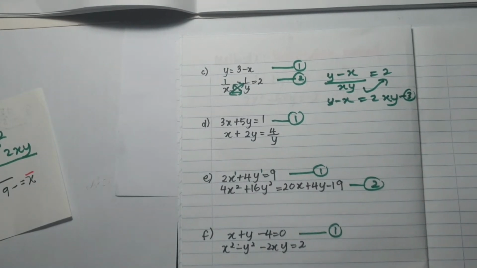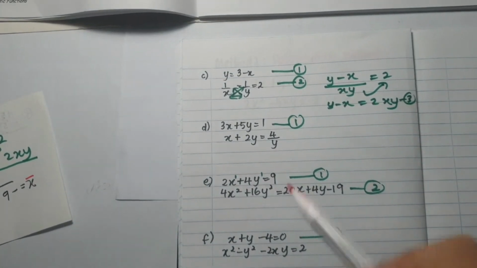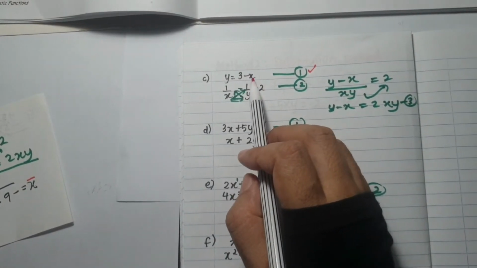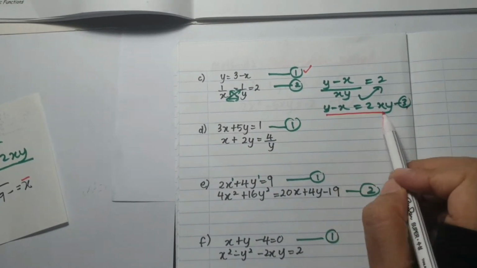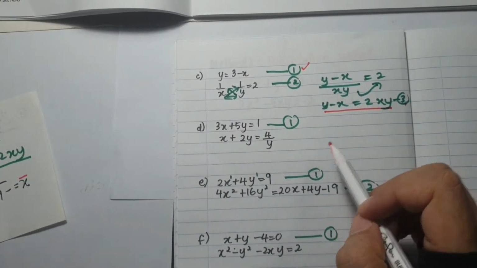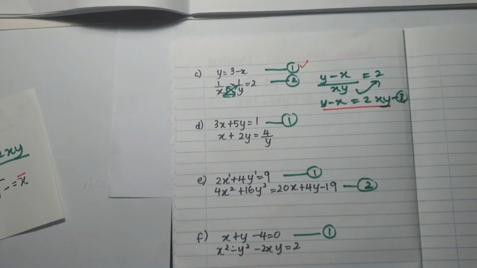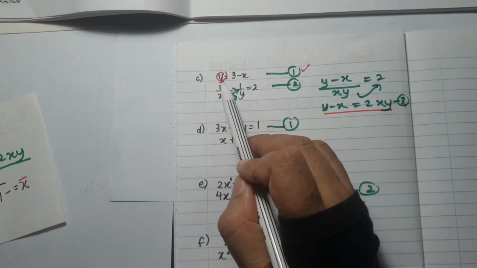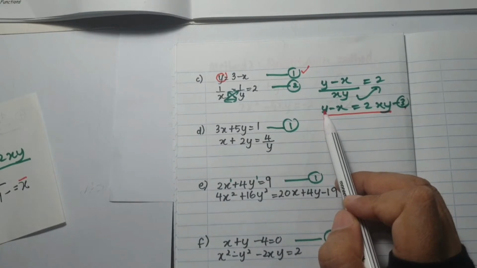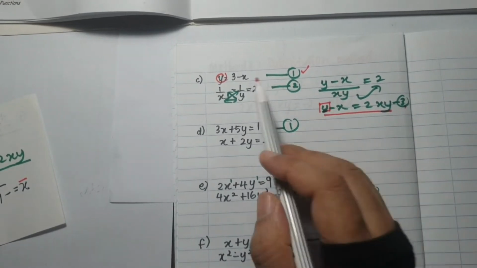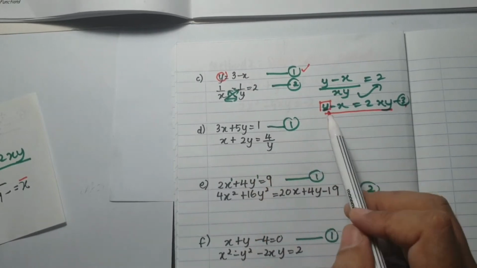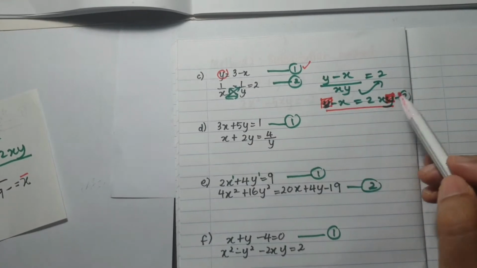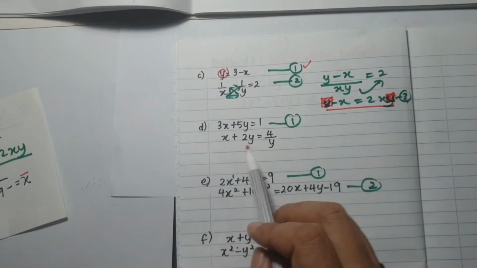So how to choose? From the first equation, we want to make one of the unknowns the subject. Look at your non-linear equation. First, avoid fractions. Second, this question is easier. Why? Because y is already the subject, so you just substitute it in. So now your y is 3 minus x, put it in this equation. So all your y here now become 3 minus x. Then you solve.